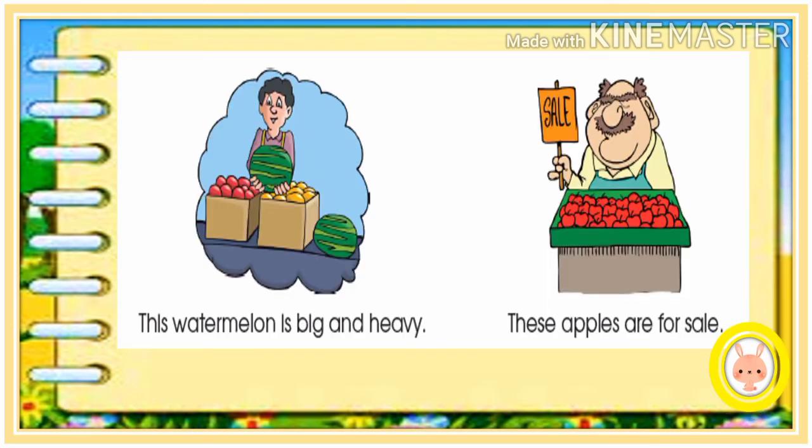Take a look at these examples. This watermelon is big and heavy. These apples are for sale. So what are the demonstrative pronouns in this sentence? We have this and these. So we use this because it is singular, or we are referring to one, the watermelon. And we use these because we are referring to more than one, or in plural form, the apples.